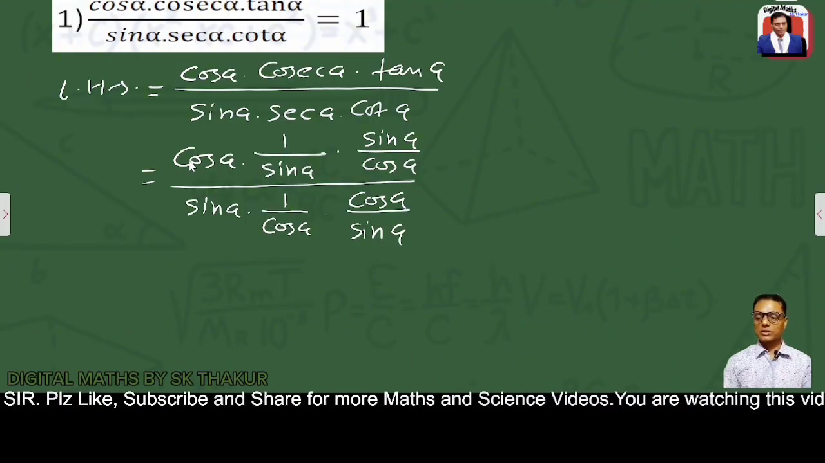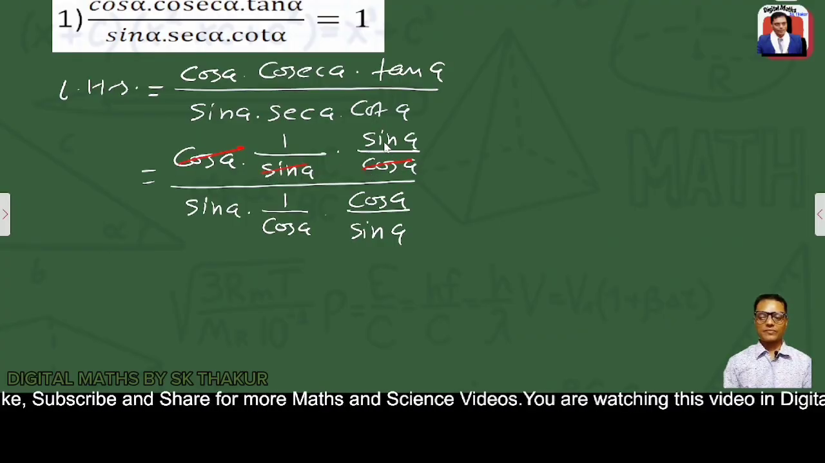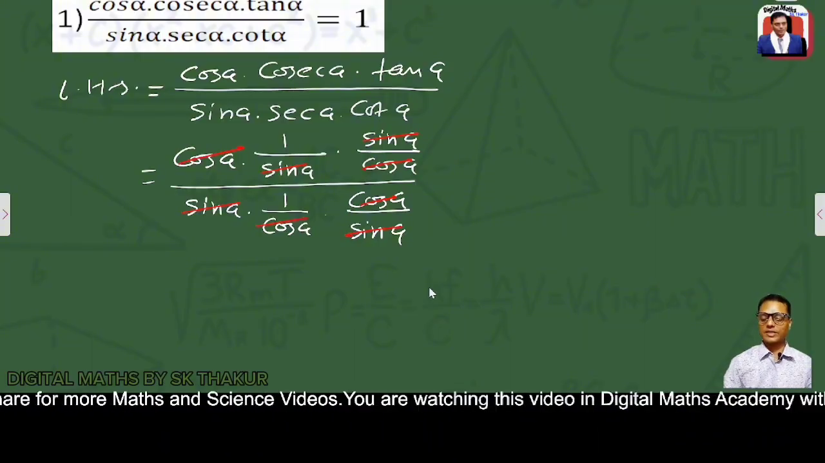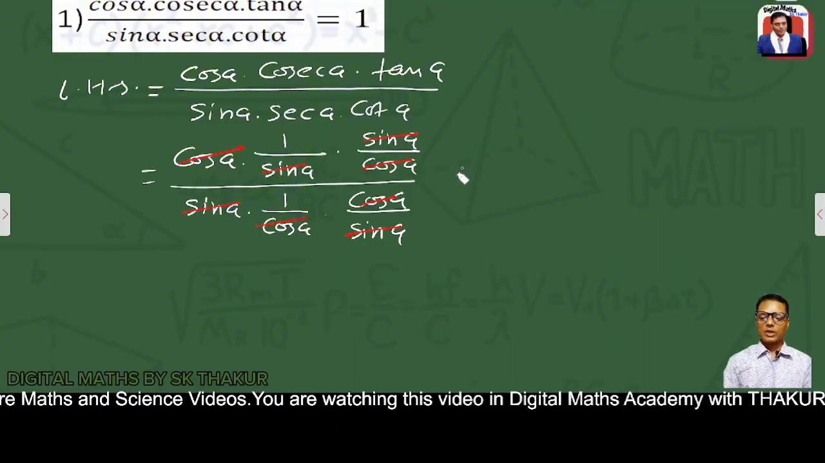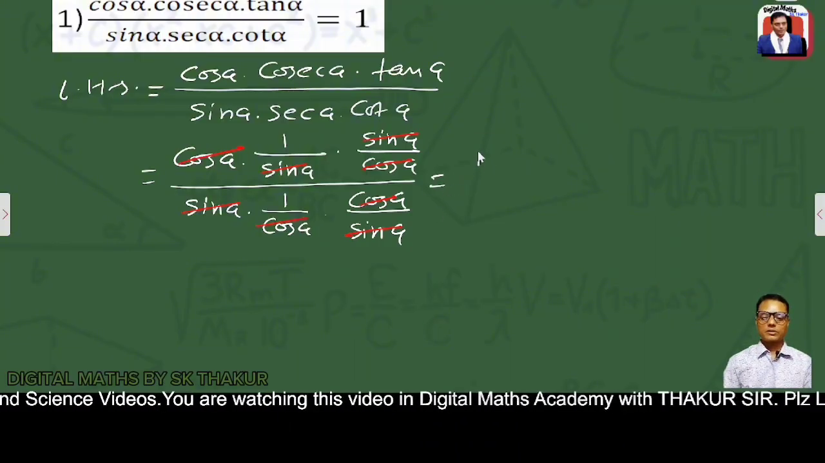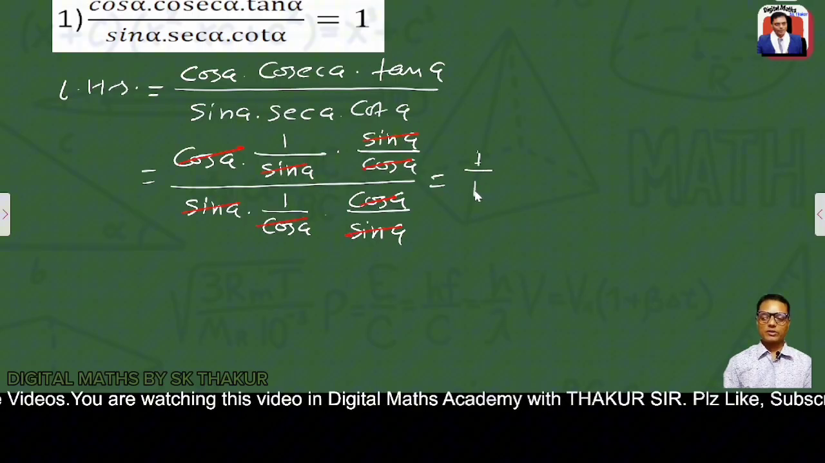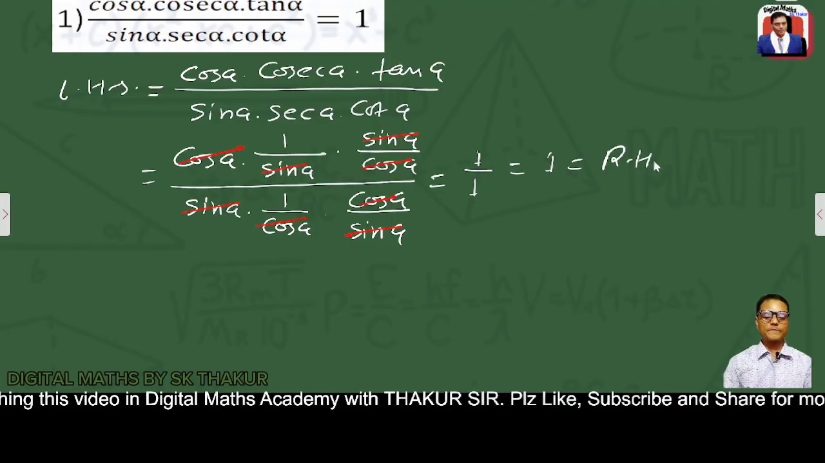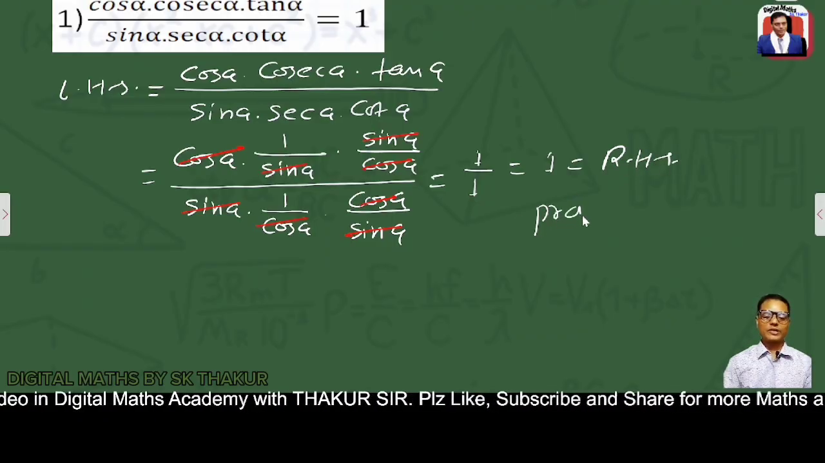Now we can cut cos alpha with cos alpha, sin alpha with sin alpha. Here also sin alpha, cos alpha, we can cut. Now we can see at the numerator we have 1, and at the denominator also we have 1, and 1 by 1 equals 1, which is equal to the right hand side. And then at last we can write here proved.